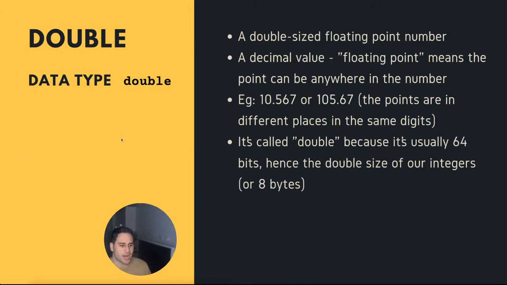Cool. And then finally we have doubles. They store double precision floating point numbers, which is why they're called double. But you can just think of it as a decimal value or floating point. So for example, 10.56, 10.67, whatever. It's keeping track of not only the actual digits, so 1056, but also where the decimal point is. That's what a float or a double does for us. It's called double because it's usually 64 bits, which is double that of an integer, which was 32 bits.